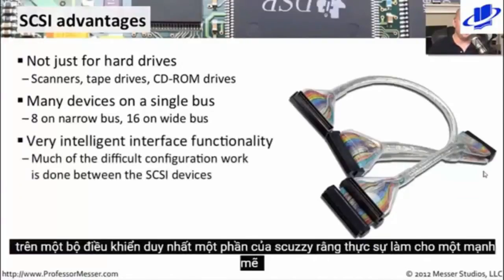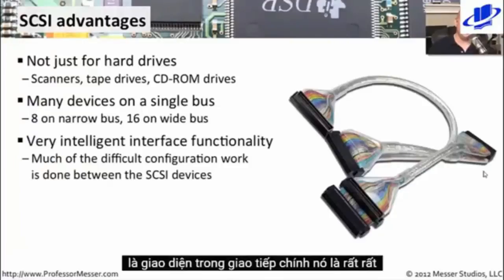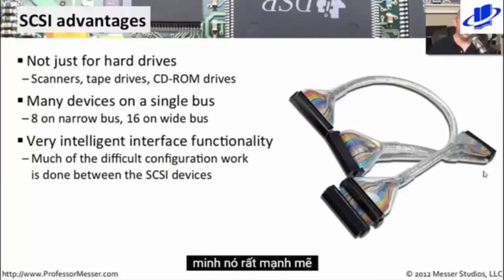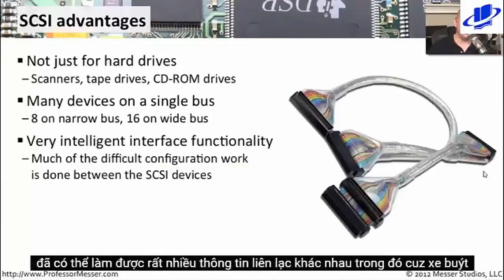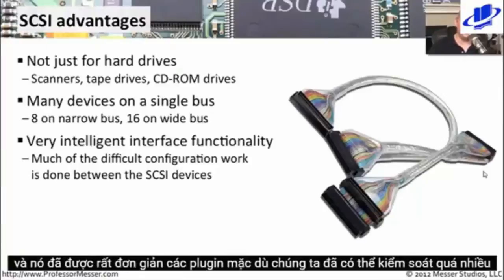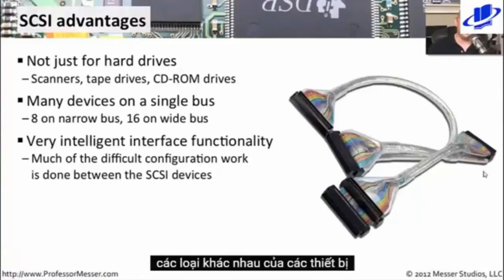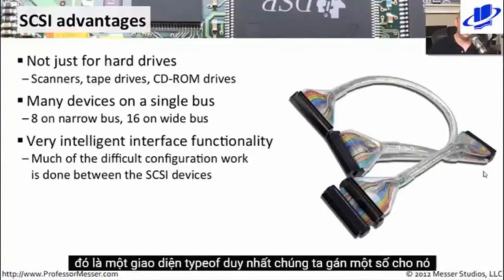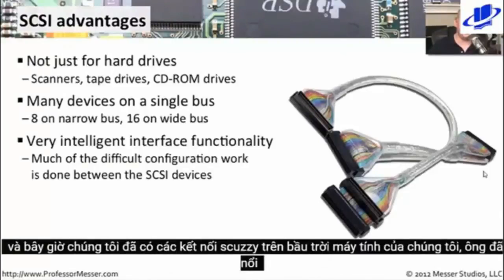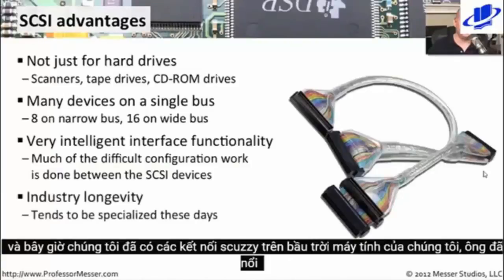The part of SCSI that really makes it powerful is that the interface and the communication itself is very, very intelligent. It's very powerful. We're able to do a lot of different communication over that SCSI bus, and it was very simple to plug in. Even though we were able to control so many diverse kinds of devices, it was a single type of interface. We assign a number to it, and now we've got a SCSI connection on our computer.